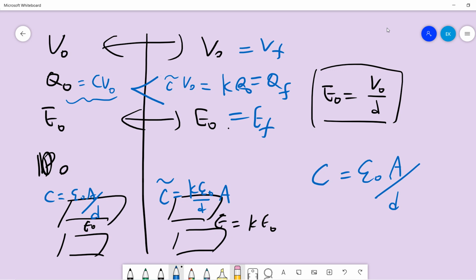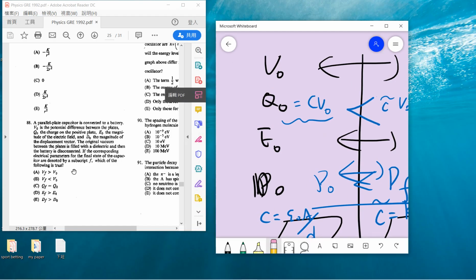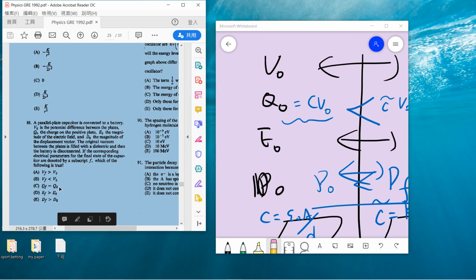Okay, how about D? Remember, D is proportional to sigma. D is just sigma in a parallel plate. So D naught is less than DF. So A is not correct, B is not correct, C is not correct, D is not correct. Answer is E.